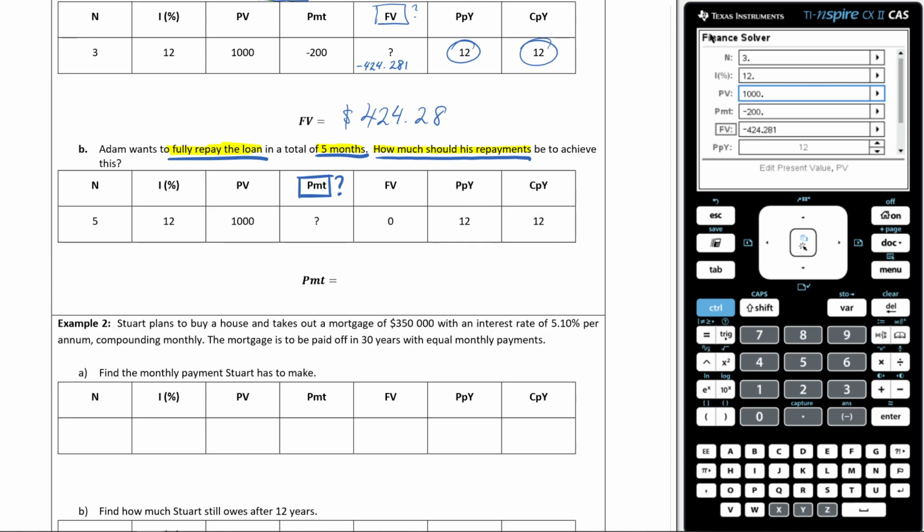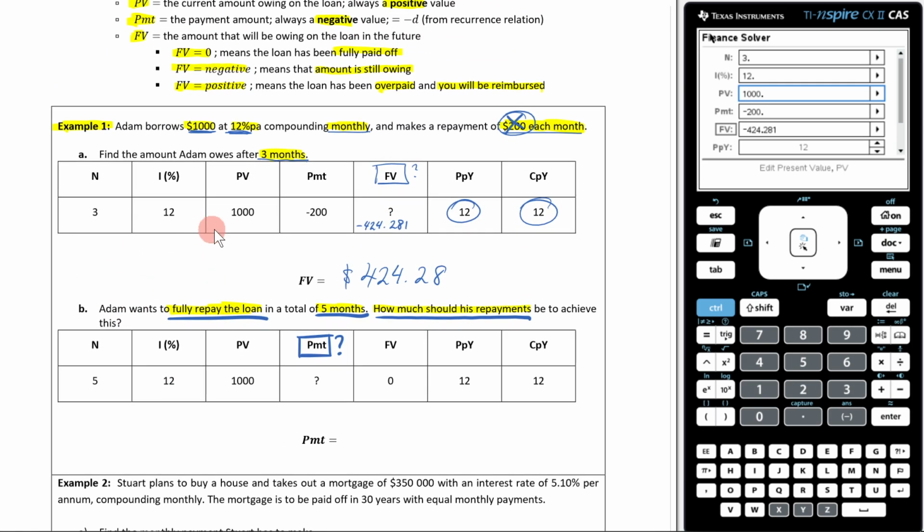These two numbers come from, if we come up here for a moment, the fact that I'm making a repayment of $200 each month, and my interest is compounding each month. That's why PPY and CPY are both the same. Month, or week, whatever, they're always going to be the same. Now, in the original question, we were making repayments of $200. That's no longer true.